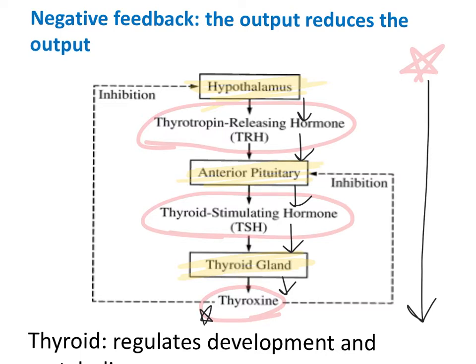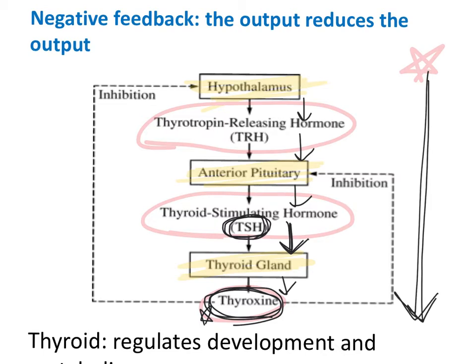So if I had, let's say, an excess amount of TSH, that would stimulate the thyroid gland, and I would end up with an excess amount of thyroxine, because once I trigger something, the pathway goes to completion. However, the end product can shut off the pathway.